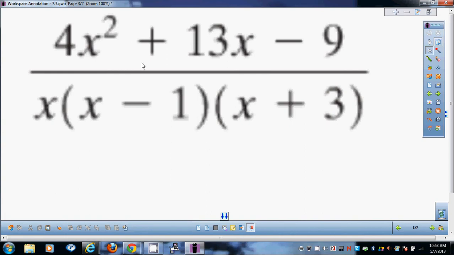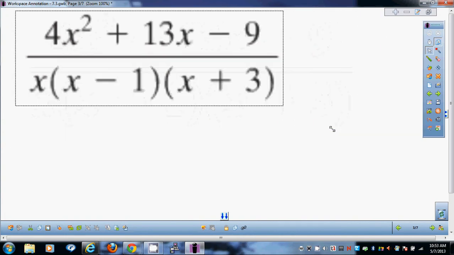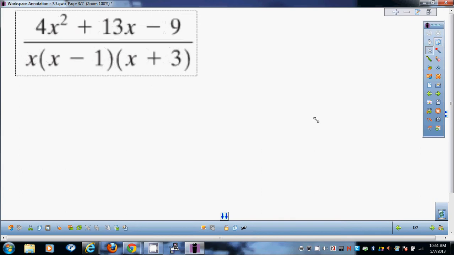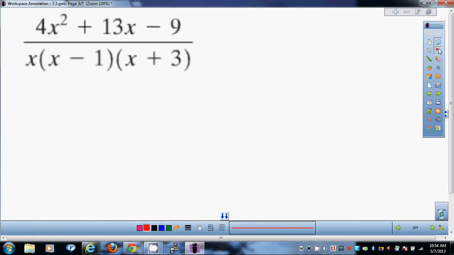I'm going to work it up here. If you want to check your work, that would be ideal. Again, you may have done it in a different order than me, but I doubt it. This one's pre-factored.